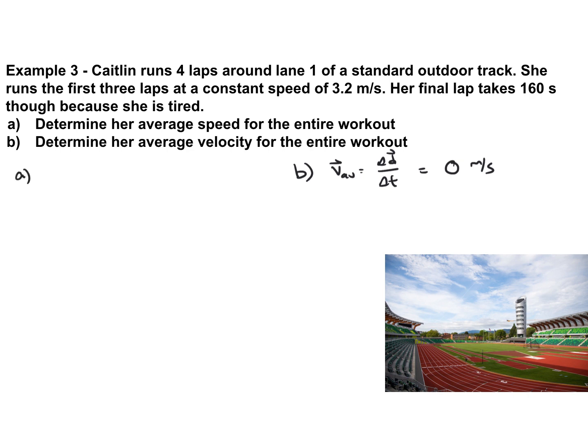All right, A. So the average speed is going to be the distance divided by the total time. So the distance she runs is 4 times 400 meters. If you remember, one length around lane 1 of the track is 400 meters, divided by the total time. Now the total time is, like, we need to figure that out actually. So I'm going to do that off to the side here.